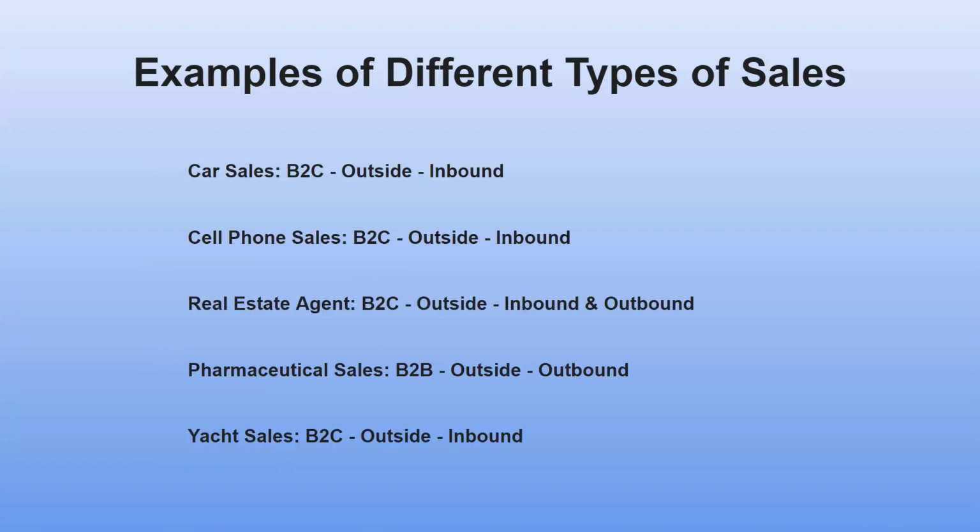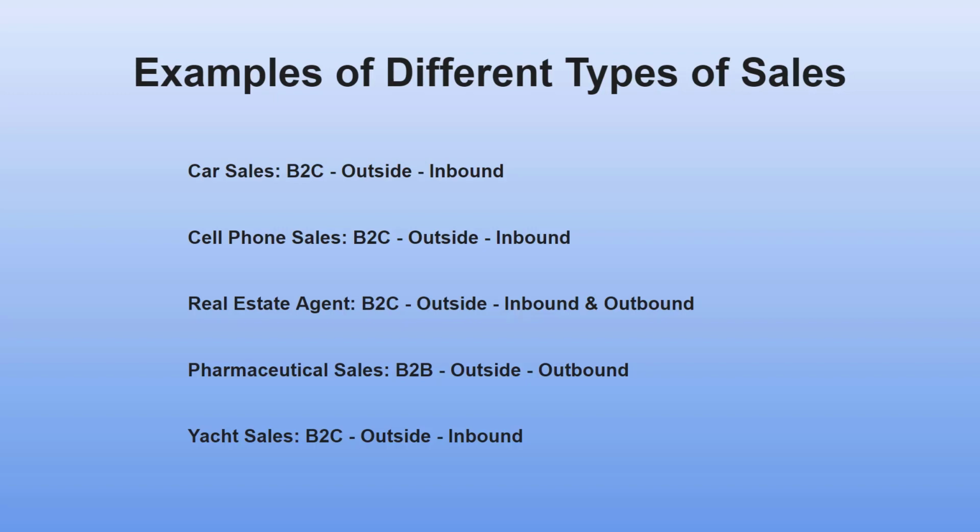So let's go over some examples. Car sales, what is that? That's B2C. You're selling to consumers. It's outside sales. You're actually meeting face to face. And it's inbound. People are coming to your lot to buy a car. Cell phone sales, B2C, outside, inbound. You're selling to consumers. Again, you're meeting face to face. Normally, you walk into a T-Mobile store. You see that person in person. And normally you're the person coming into a cell phone store. They're not cold calling you, saying, hey, do you want to come into the cell phone store and buy a cell phone?